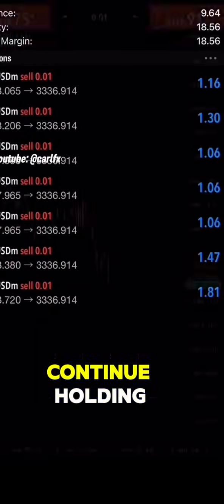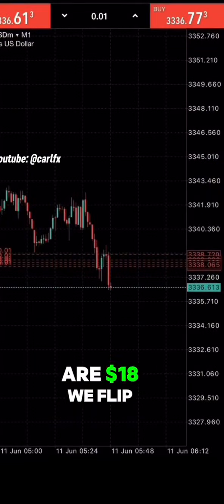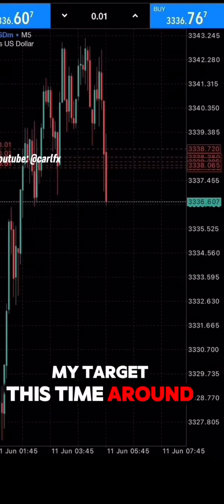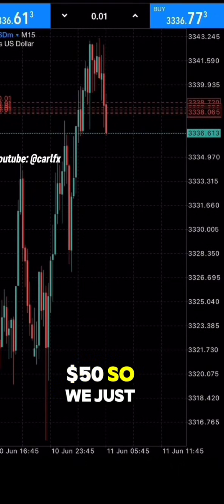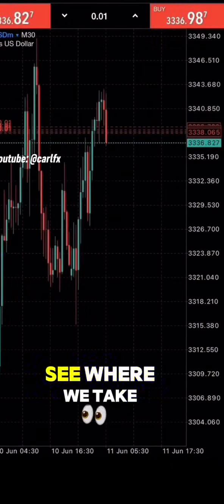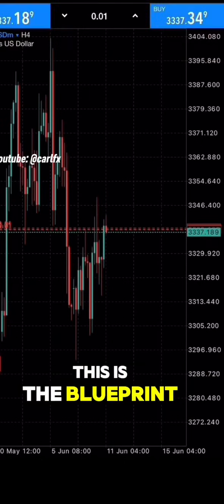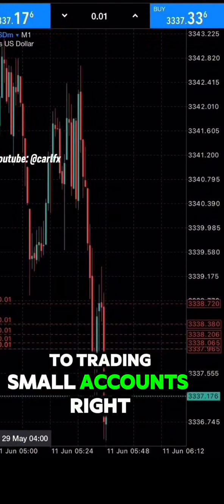Right now, we just continue holding, and right now we are at $18. We flipped the account once again, but as I've told you guys, my target this time around is $40, $50. So we'll just continue holding our trade and see where we take it to. But this is how you trade small accounts. This is the blueprint to trading small accounts, right?